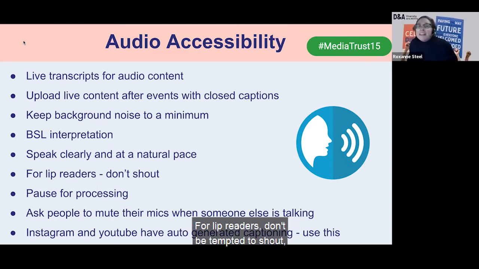For lip readers, don't be tempted to shout. It can distort your lips and affect the clarity of what you're saying. Pause to allow people to process. Like I said, if someone's talking, ask people to mute their mics, and use integrated technology such as auto-generated captions on Instagram and YouTube.